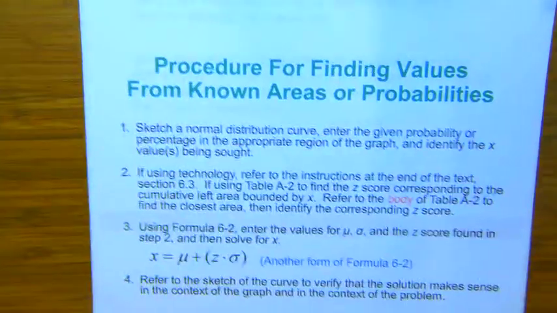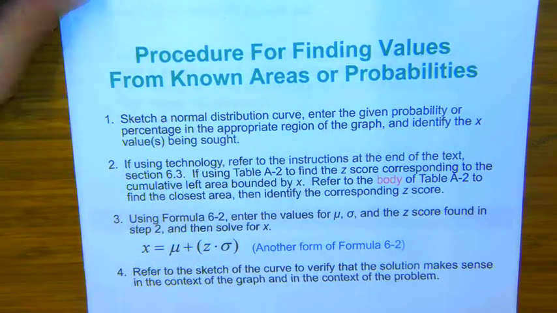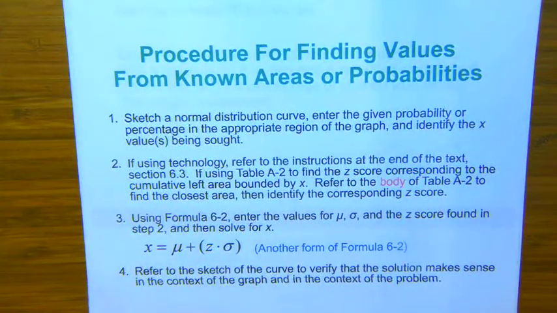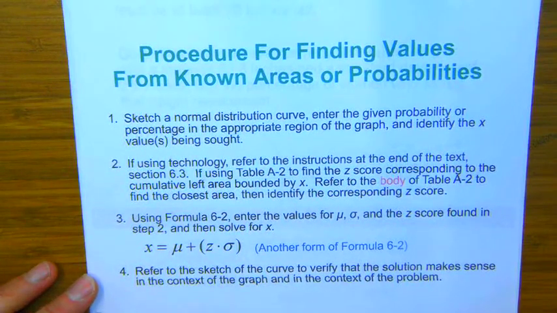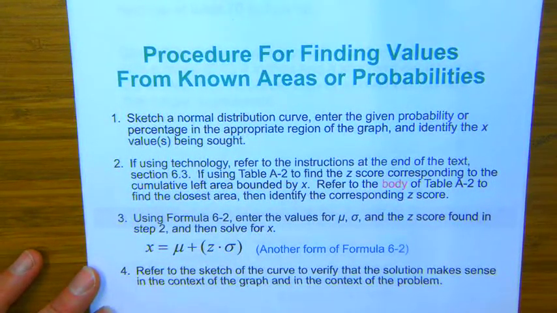So here is our procedure. We first sketch a normal curve, enter the given probability or percentage in the appropriate region or graph, and identify the X values being sought. Then we use technology, we use our table to find the z-score corresponding to that area.